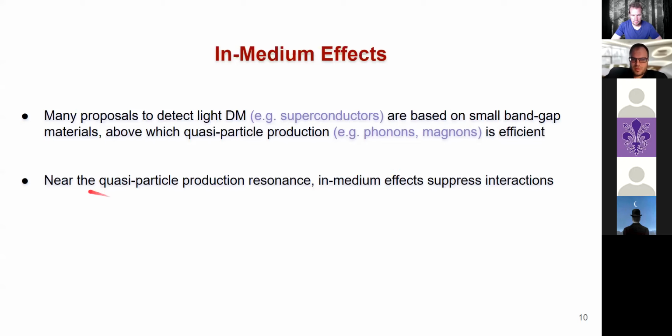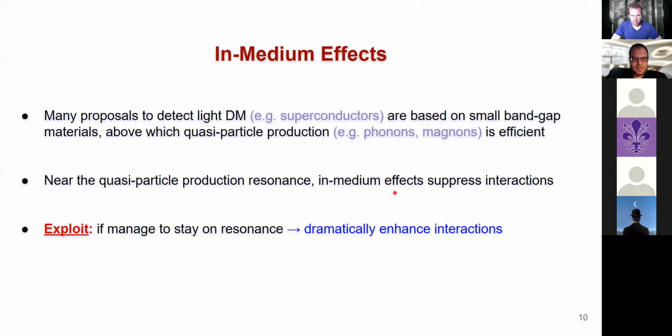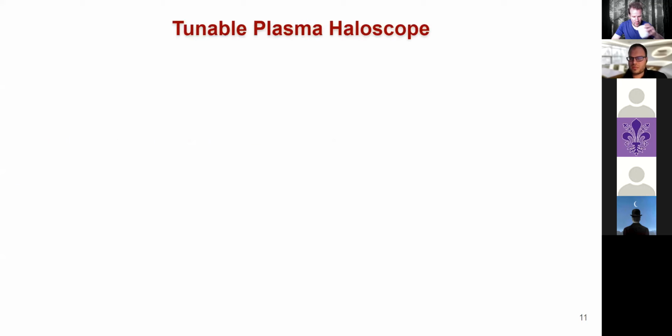Now, near the quasi-particle production resonance, in-medium effects will suppress the interaction. So that is not good for your signal detection, obviously. However, if somehow you manage to stay on the resonance, that means that you will dramatically enhance the interaction rate. Okay, and this is where the tunable plasma haloscope comes in.